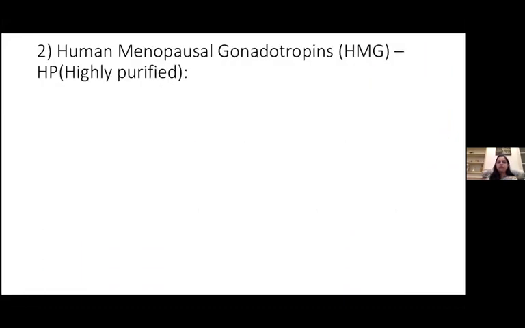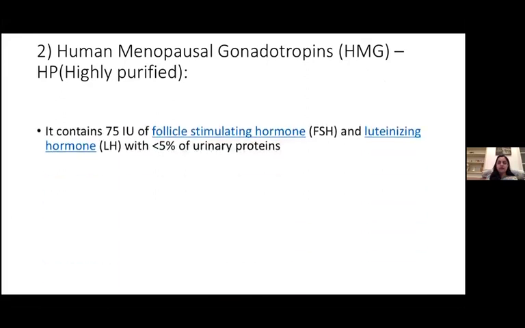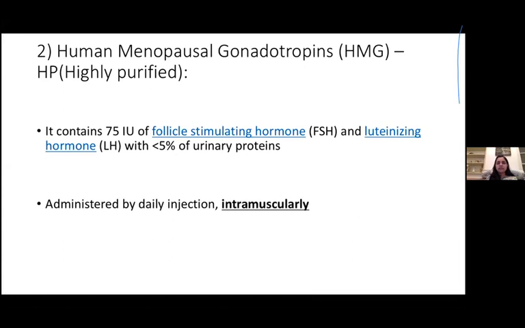Okay. So now suppose the HP is given to you in your hand. Again, you will say it contains 75 units of FSH, 75 units of LH, or 150 units of FSH, 150 units of LH, and it contains less than 5% of urinary proteins. That is why this preparation is known as a highly purified preparation. And all the HMGs are universally administered intramuscularly.